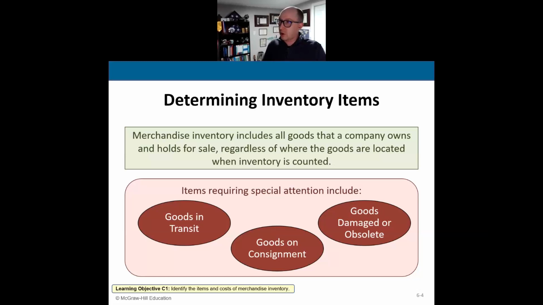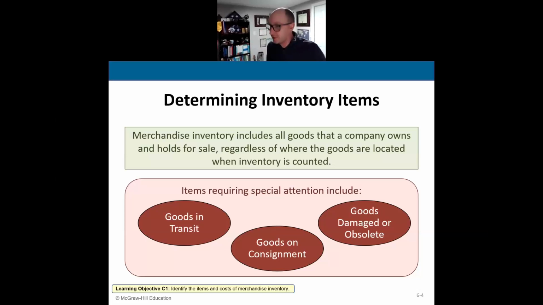Okay, so if, for example, God forbid, the consignment shop burns to the ground, the seller is responsible for the loss of the inventory, of their inventory, not the consignment shop, you see. So the consignment shop is just an intermediary. So that's goods on consignment. And the last part of inventory, special things, is called goods damaged or obsolete.